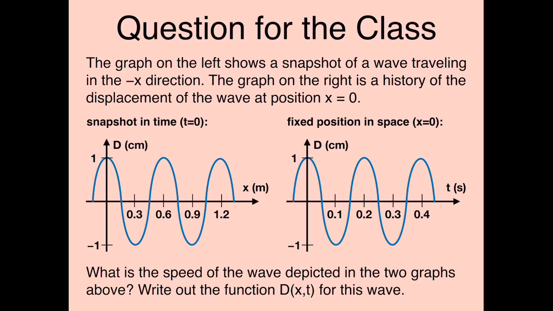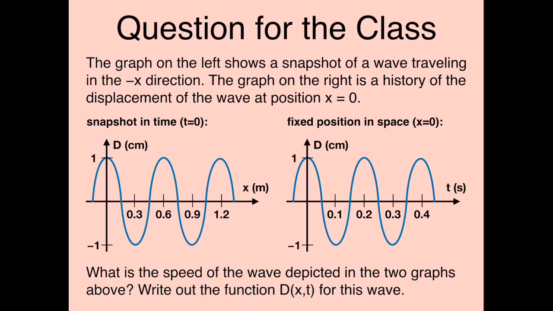The graph on the left here shows a snapshot of a wave traveling in the minus x direction. So this is at t is equal to 0. We're looking at the displacement as a function of x, as a function of position. That's what's on that graph. The graph on the right is a history of the displacement of the wave at position x equals 0. So instead of looking at a snapshot in time, now we're looking at a fixed position in space, so x is equal to 0. And we're looking at how the displacement changes over time. So displacement versus time is what you see on this graph.